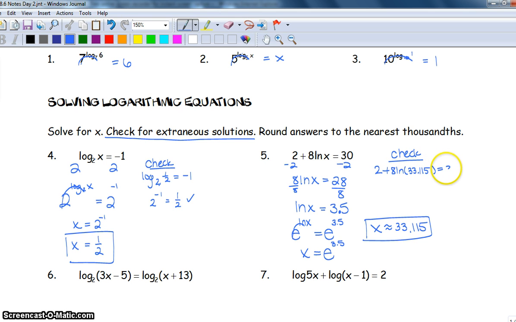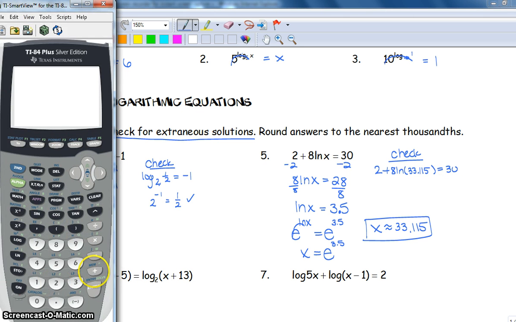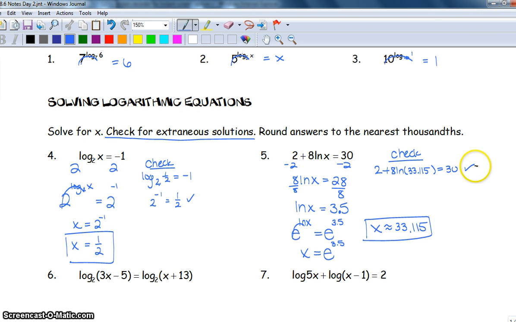So we replace x with 33.115, and check whether it is equal to 30. When you enter this in your calculator, 2 plus 8 natural log of 33.115, we get 29.9998. And that is going to be good enough to say, yes, this is a solution, it does work. Because remember, that rounding error is going to account for that small margin that it was off. Now if it was 28 equals 20, or 28 equals 30, that wouldn't work.